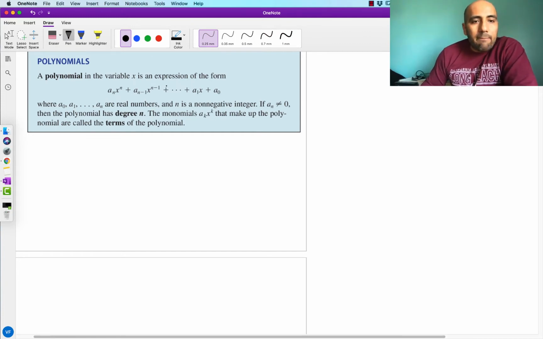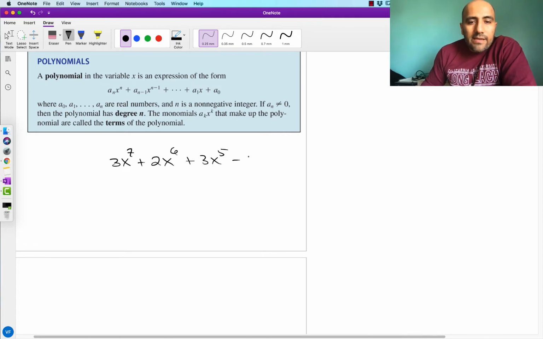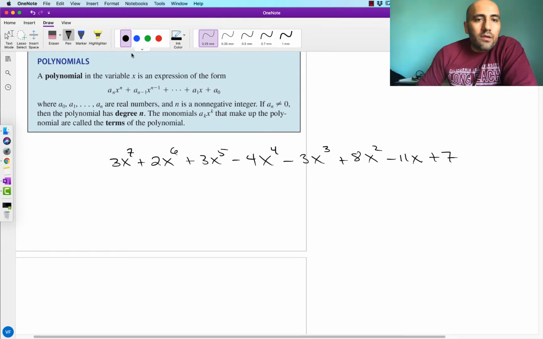So for example, an example of a polynomial is something like this. How about just 3x to the 7th power plus 2x to the 6th power plus 3x to the 5th power minus 4x to the 4th power minus 3x to the 3rd power plus 8x squared minus 11x to the first power plus 7, right? So here's this really long polynomial. Just to kind of match it up to this formula, this 3 becomes the a sub 7. Notice that this 7 matches with the power, just like here, a sub n, the n matches with that power.